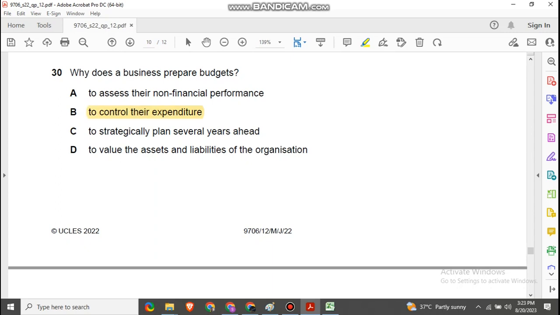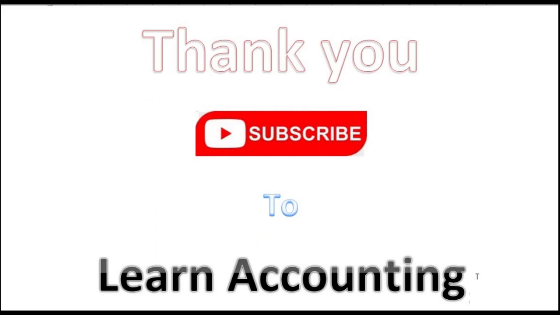Number C, to strategically plan several years ahead. Yes, it is to plan ahead, but there are many other things apart from budget, and it is for several years, like maybe 10, 20 years in the future. Budget is not for that long. Budget could be for maybe a year. Then the last one is to value the assets and the liability of the organization. Again, this is not the right answer. So the correct answer for preparing the budget is to control their expenditure. So your right answer is B.